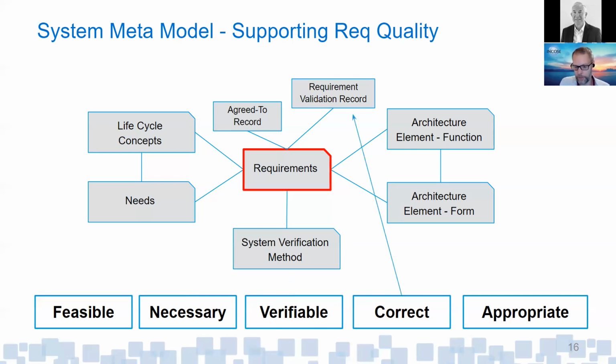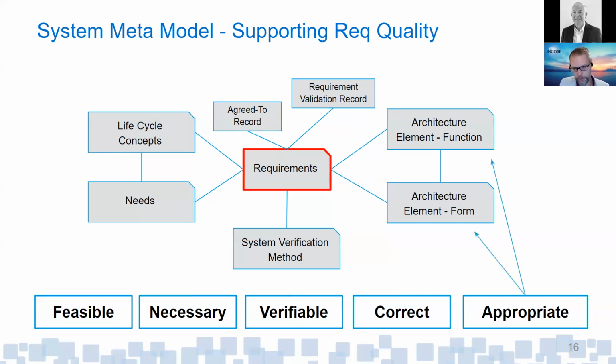What about correct? Is it a correct translation of needs and expectations from stakeholders? Yeah, at least if you have a validation record or some kind of attribute of being validated, we can use that to at least get some indication whether that happened or not. Probably performed by humans, but maybe you can model these things as well and simulate them.